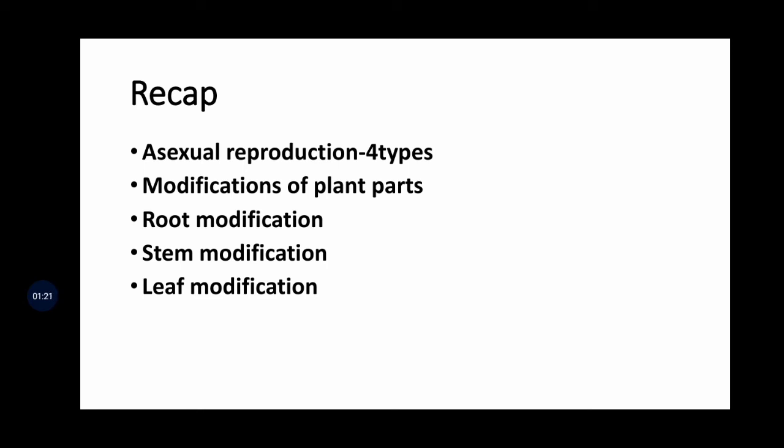In some plants, roots, stem, and leaves change their shape and structure to perform special functions like storage of food, mechanical support, protection, and other important functions. This we call modification. Under that, we have learned what modifications take place in root, stem, and leaves.